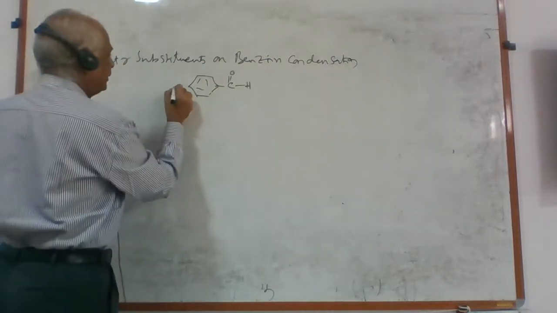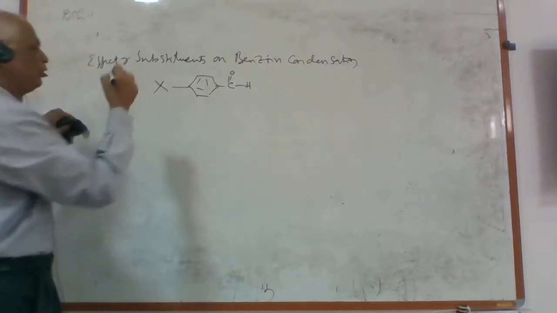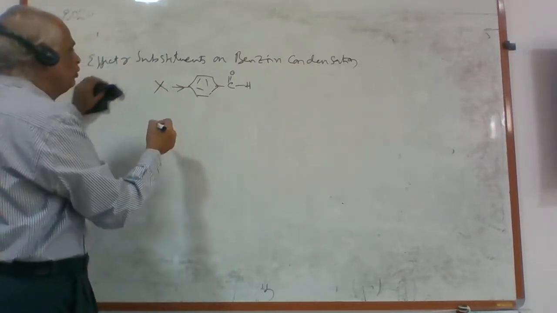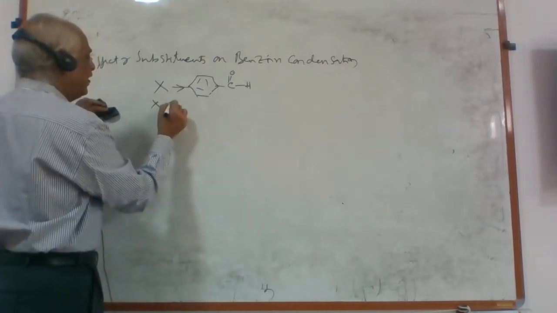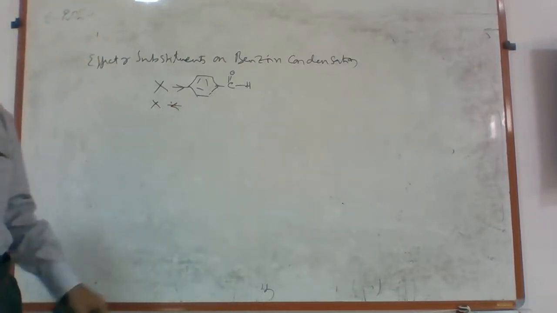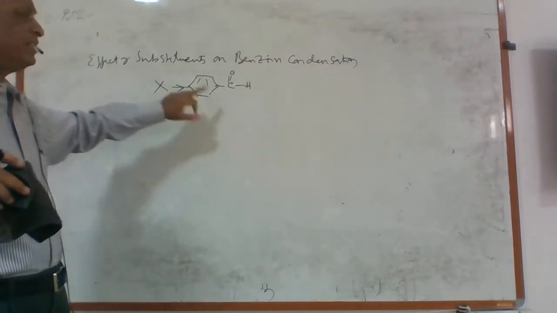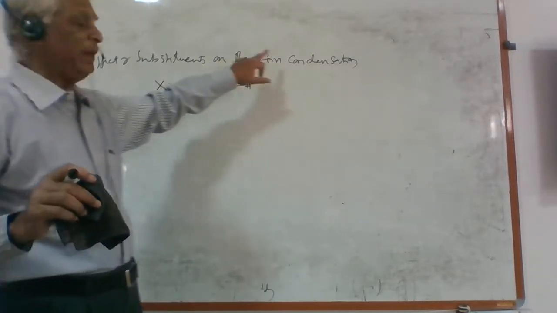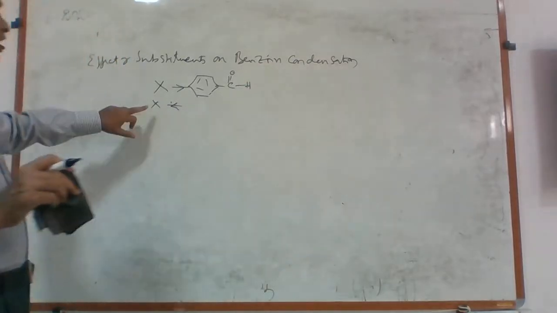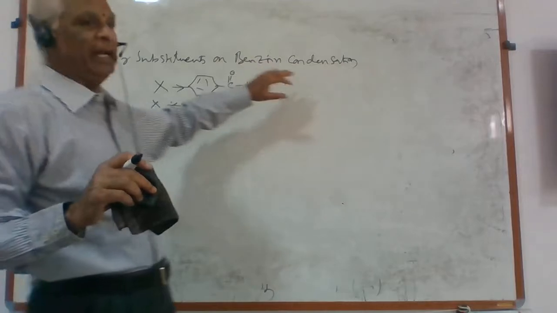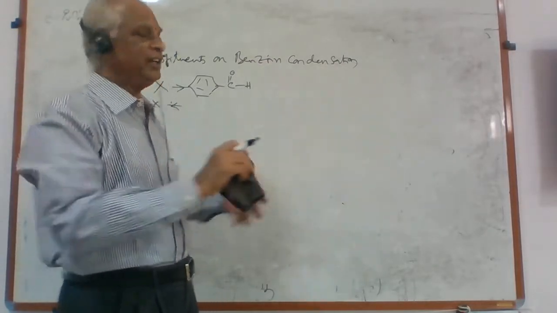For example, in the para position, I want to keep X. X may be an electron releasing group or X may be an electron withdrawing group. That means if I keep an electron releasing group in benzaldehyde, what happens in the mechanism of benzoin condensation? If I keep an electron withdrawing group, what happens in the mechanism of the benzoin condensation reaction?